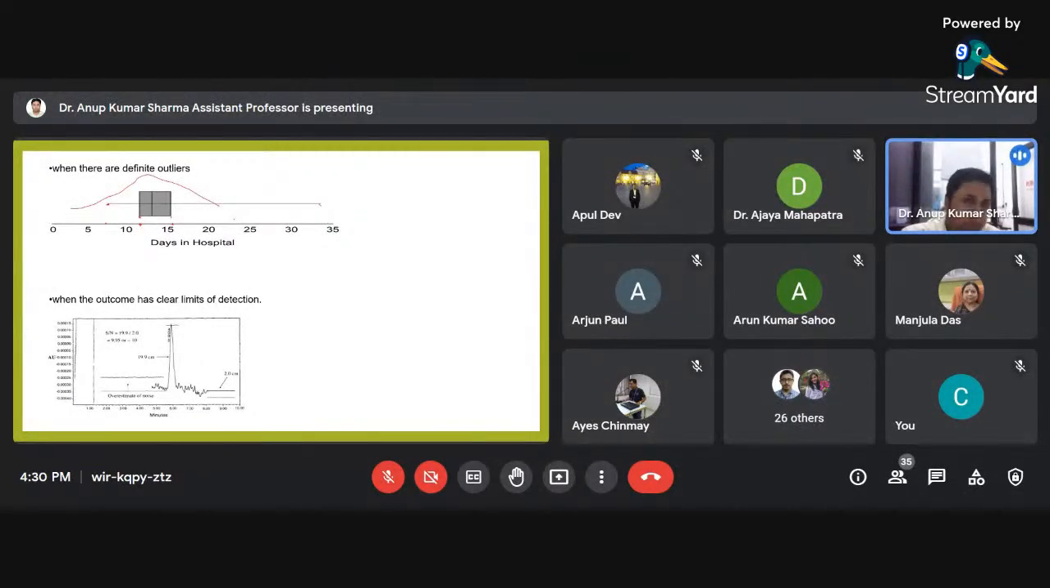So it's including some outliers in this case. Other case is when the outcome has clear limits of detection. Detection means, suppose a person is detected with some viruses and we are measuring the number of some blood condenses.